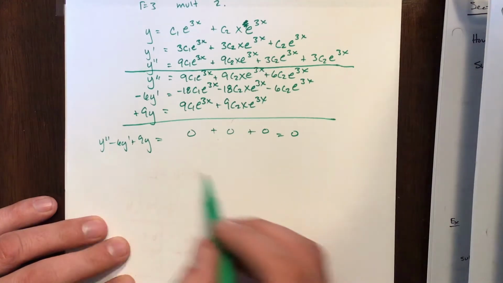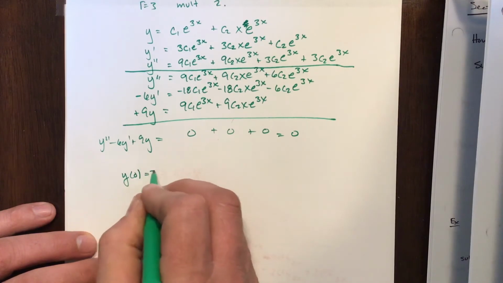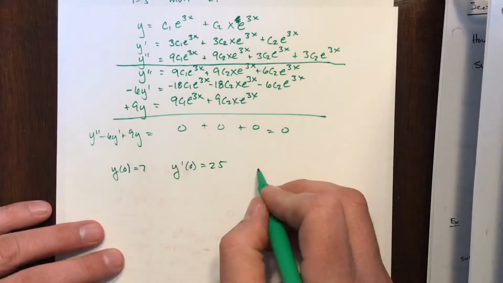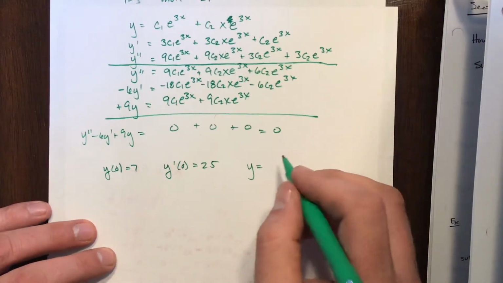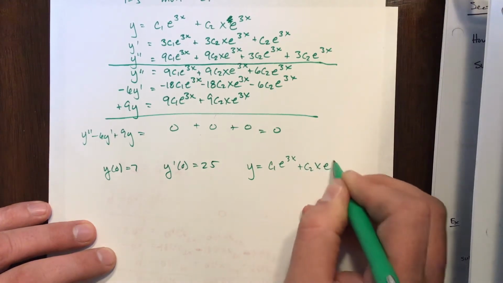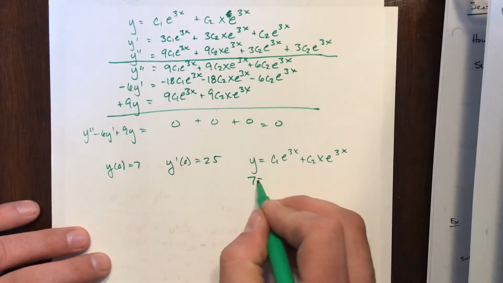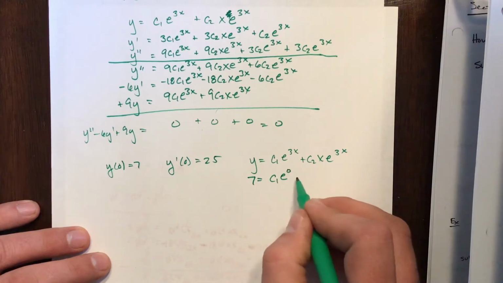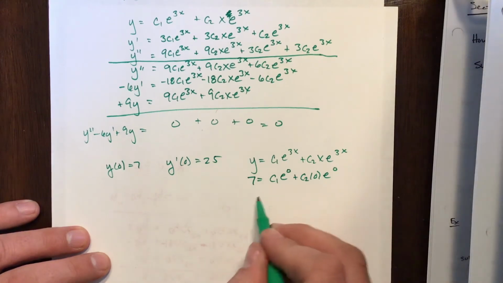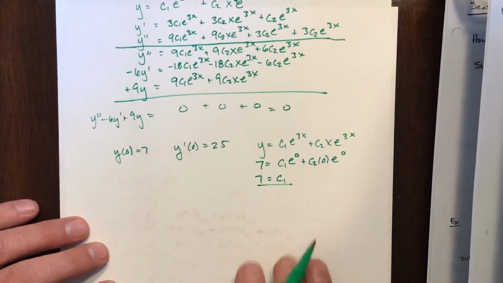Now, to solve the initial value problem, we're told that y of 0 is 7 and y prime of 0 is 25. We know that the general form is c1 e to the 3x plus c2 x e to the 3x. So if y of 0 is 7, then I can say 7 is equal to c1 e to the 0 plus c2 times 0 times e to the 0. So that means c1 is equal to 7. So that's an important piece of information.